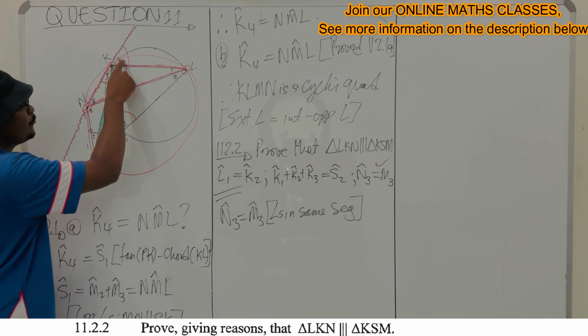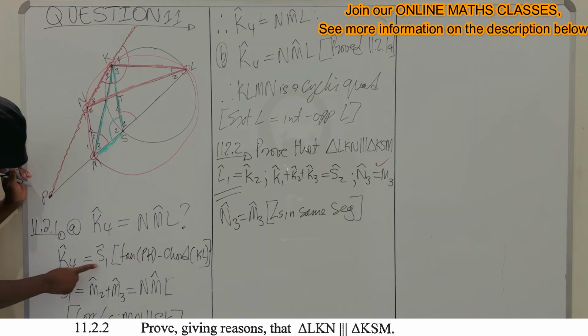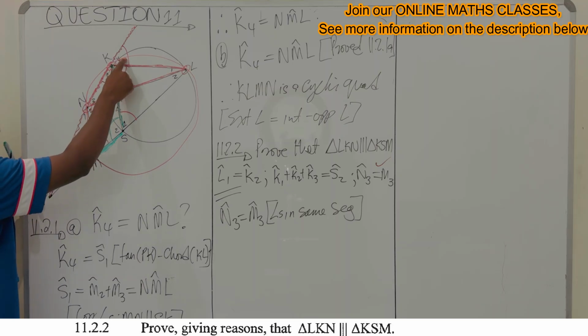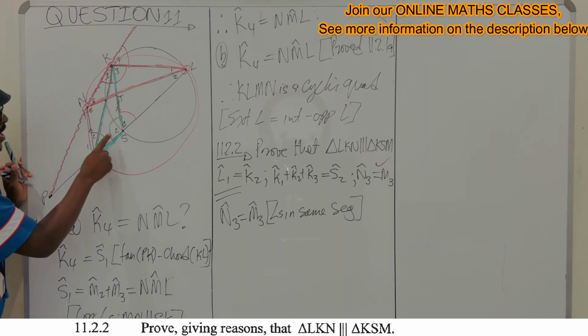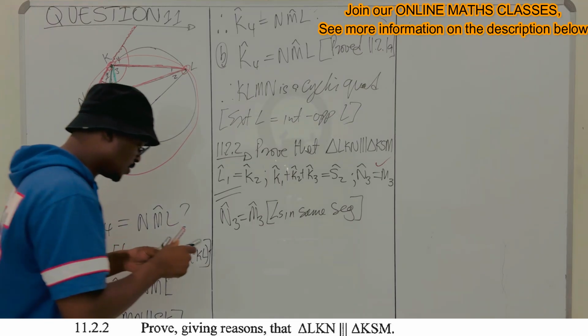we know that K4 and S1 are equal because we proved them somewhere. Look, this and this are equal because of the Tan-Chord. So if we add this and that, it will give us 180 degrees. And if we add these two, they are going to give us 180 degrees. Right? So let's do that.